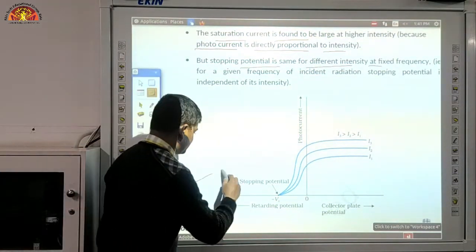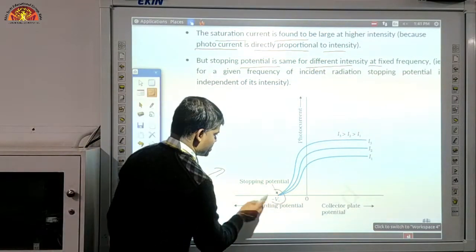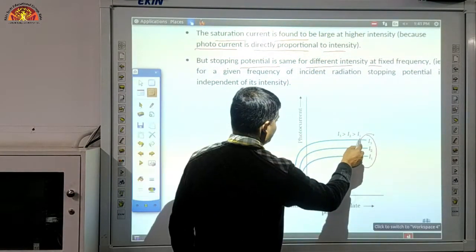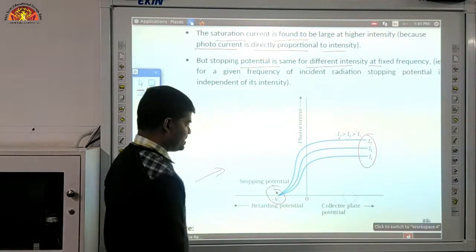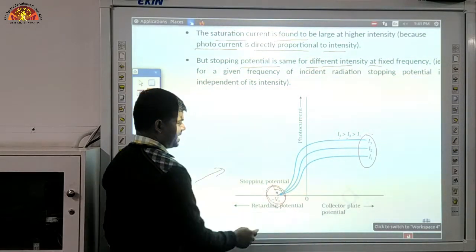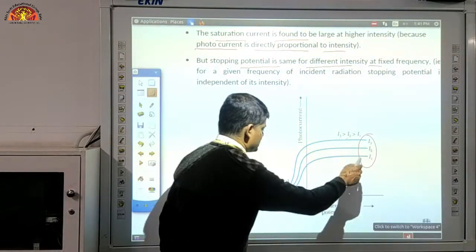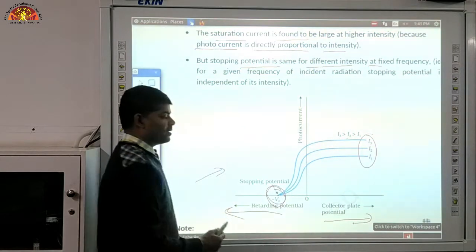So you can see the diagram, you can see the graph, and you have to learn the graph also. This is the stopping potential, this is the variable intensity I1, I2, I3, where I1 is less than I2 and I2 is less than I3. This is the photocurrent. You can see here, if we vary the intensity, the stopping potential does not change. It is the same for every intensity of the light. This is your retarding potential and this is your collector plate potential.